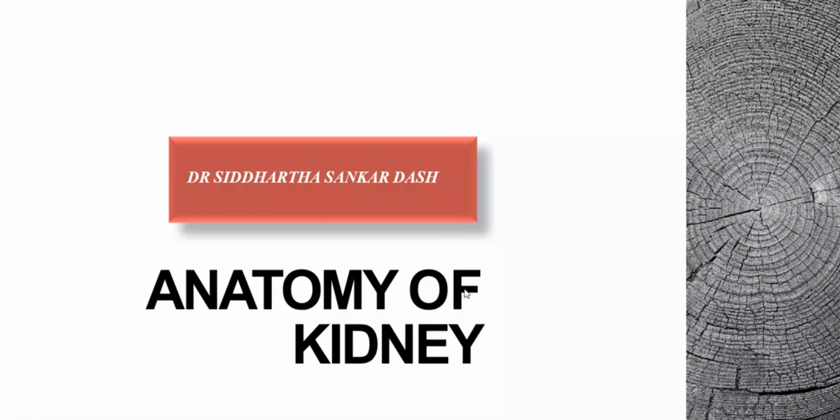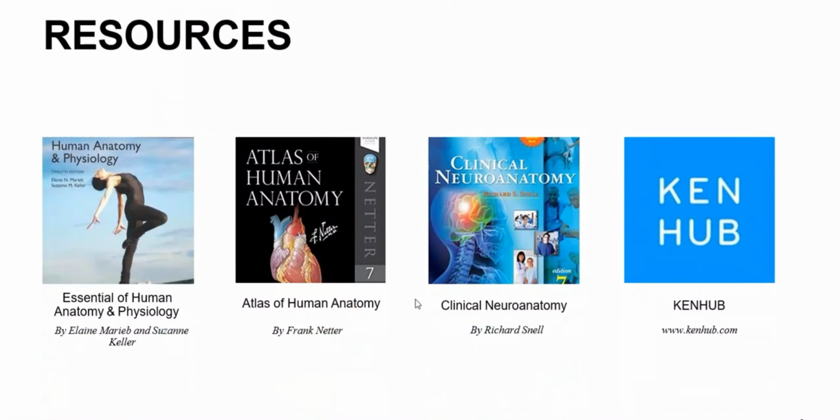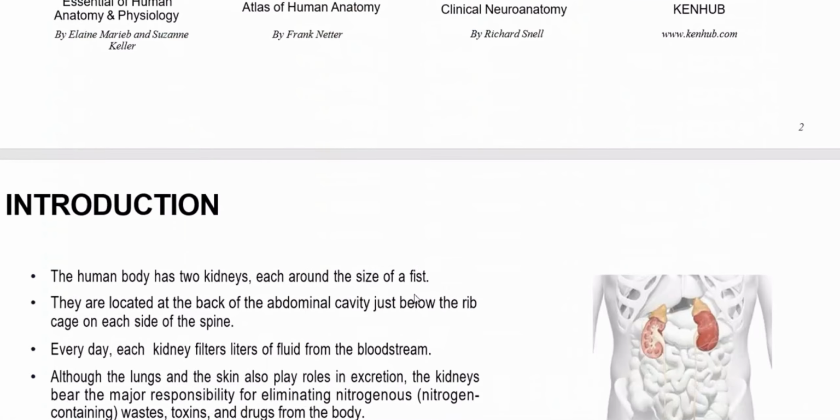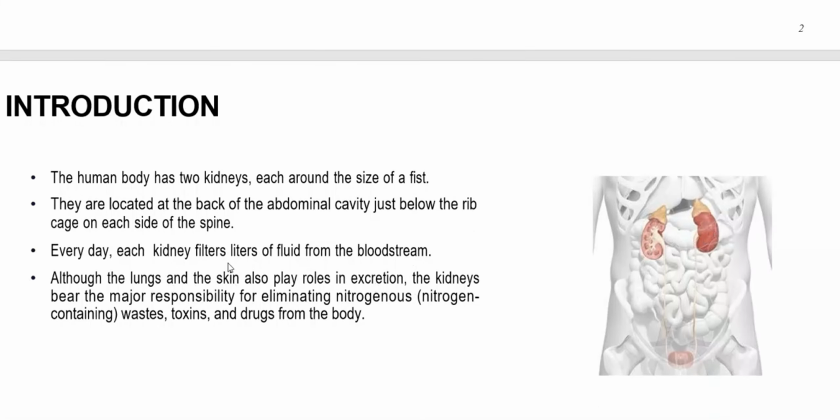Now let's understand the anatomy of the kidney. The human body has two kidneys, each around the size of a fist. They are located at the back of the abdominal cavity, just below the rib cage, on each side of the spine. So see the structure here. Each day, each kidney filters liters of fluid from the bloodstream.